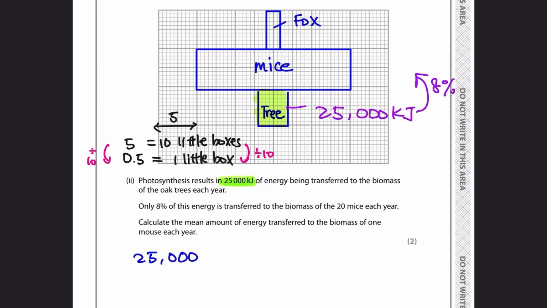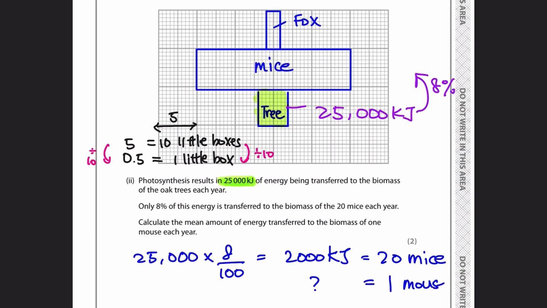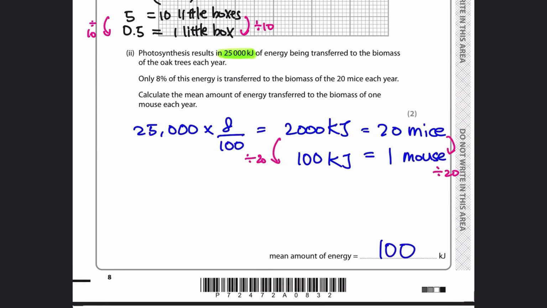25,000 kilojoules times 8%, which is 8 divided by 100, right? That should equal 2,000 kilojoules, which is the energy in 20 mice. And then it's asking for 1. So what is the energy in 1 mouse? Then you just divide both sides by 20, right? Because 20 mice divided by 20 is 1 mouse. So 2,000 divided by 20 is equal to 100 kilojoules. And that will be the answer.